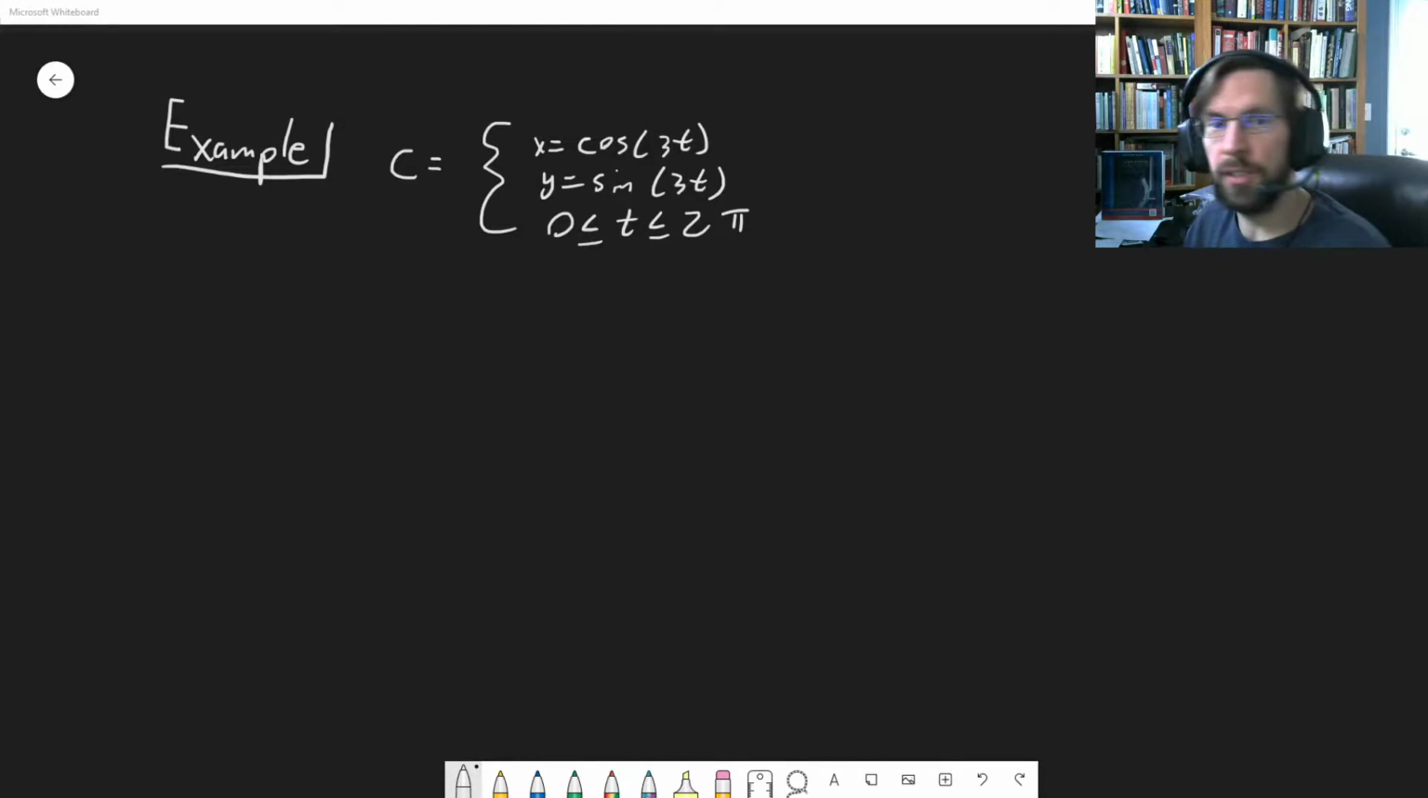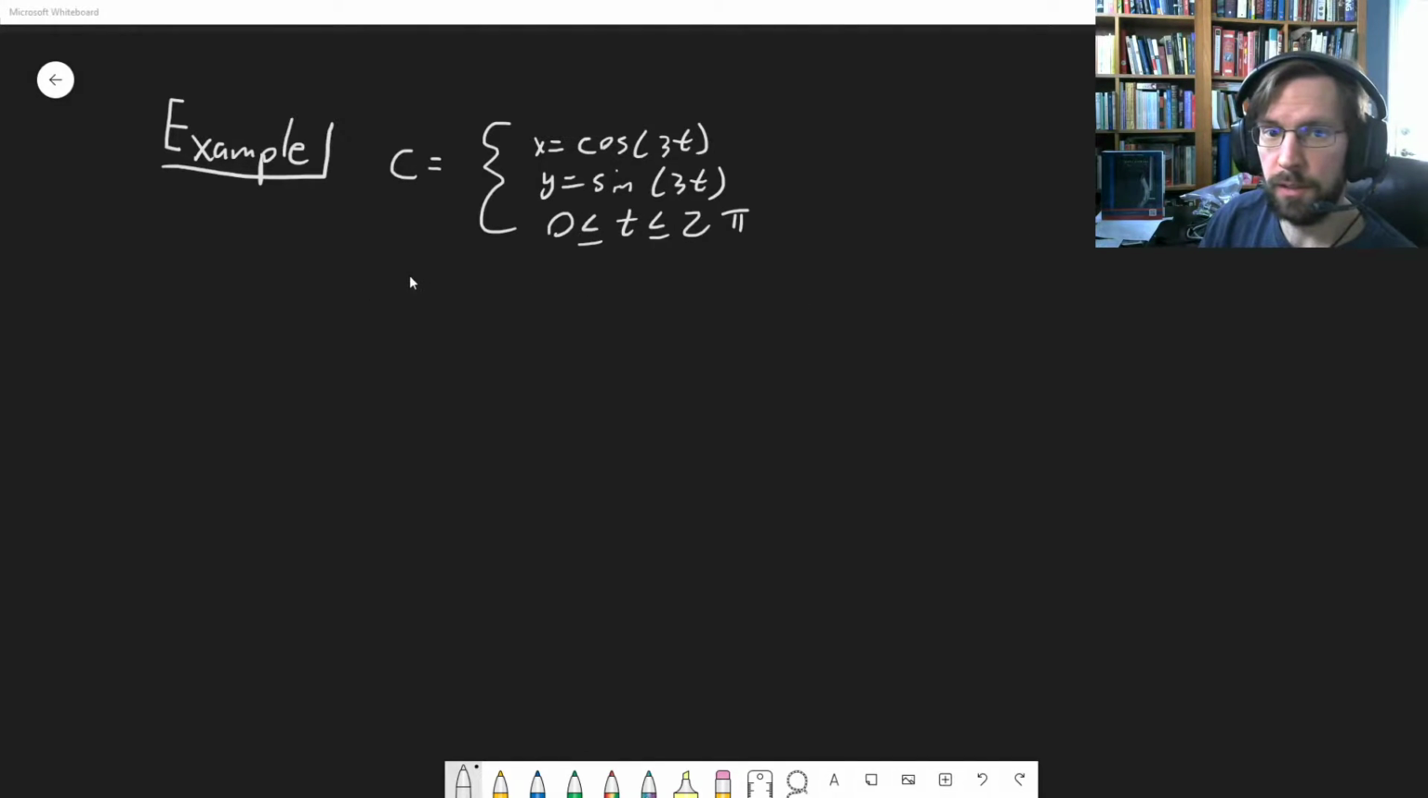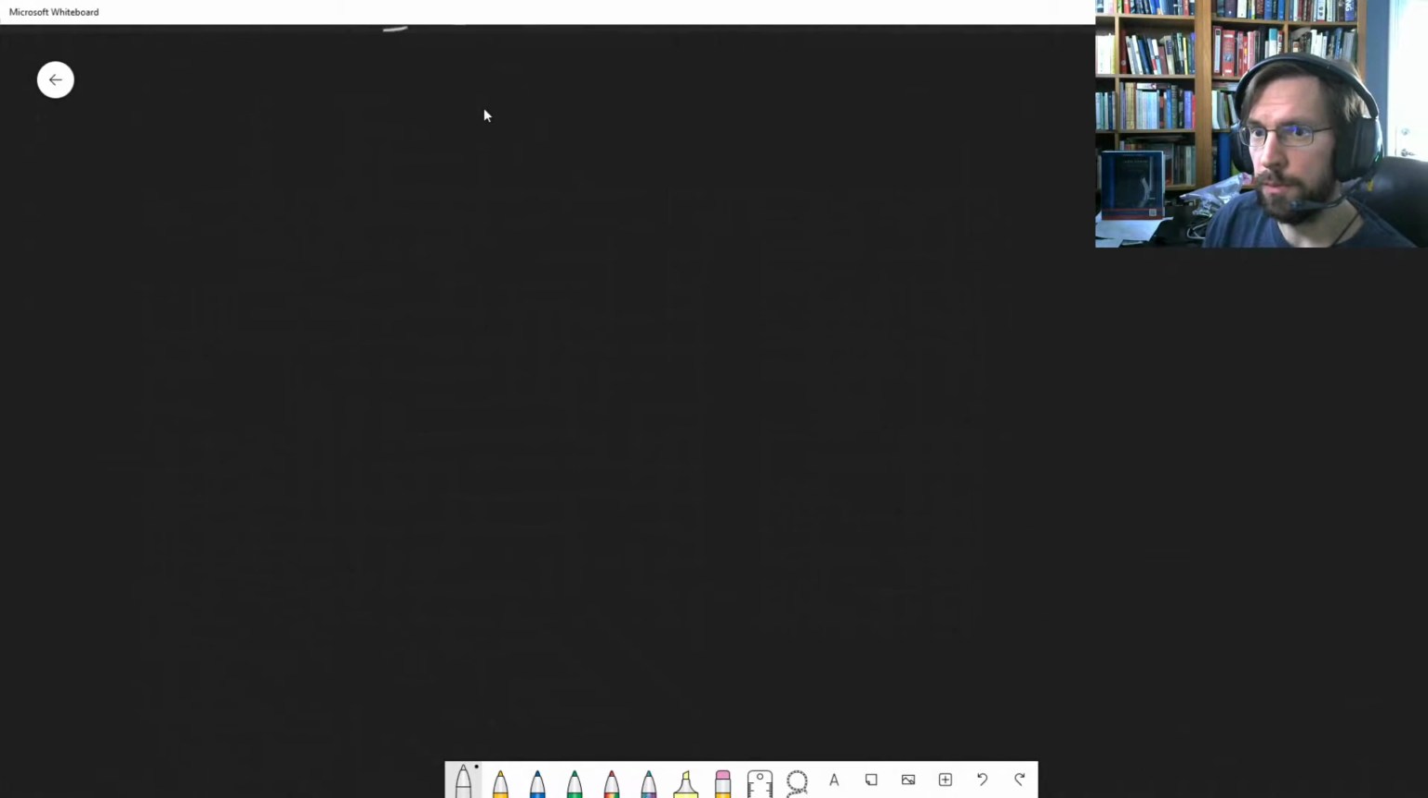Okay, so in this example, we're going to look at a slightly different parametric curve. Our parametric curve is going to be x equals cosine 3t, y equals sine 3t, and we're going to be on the interval from t equals 0 to t equals 2 pi. The plot of this is exactly the same as our last example.